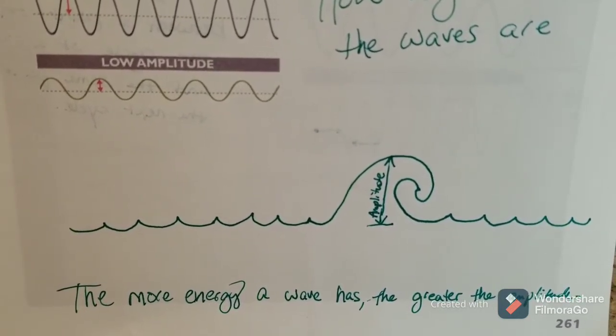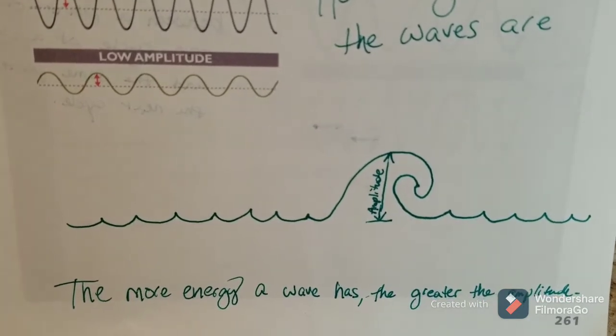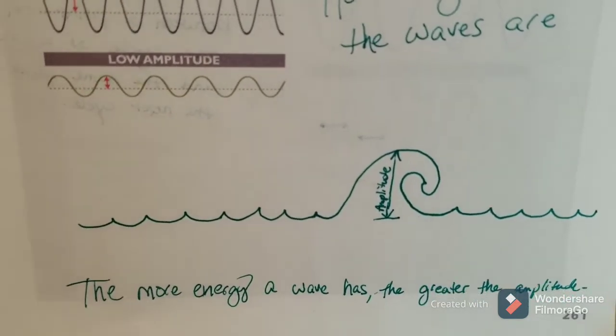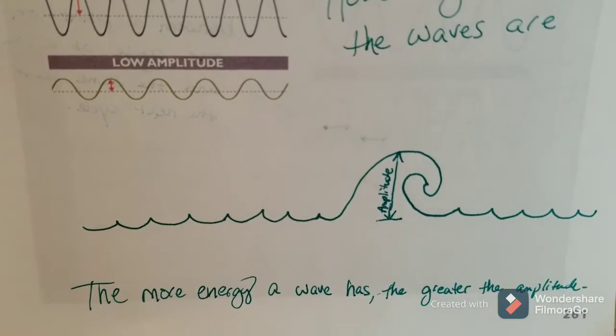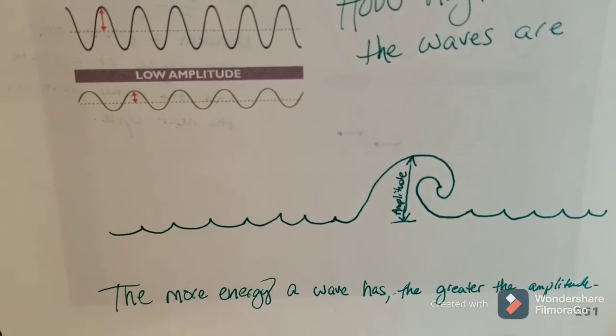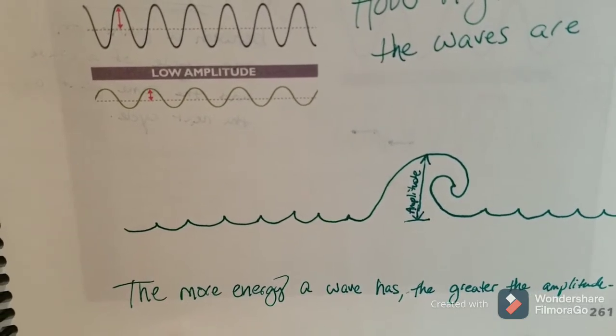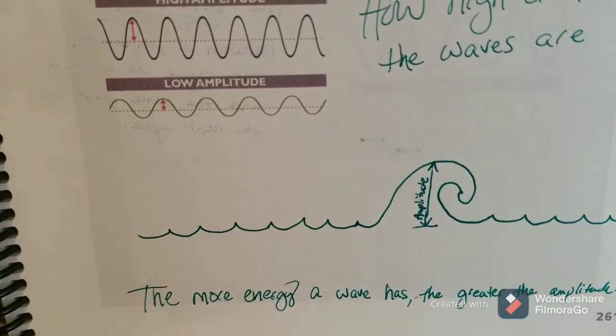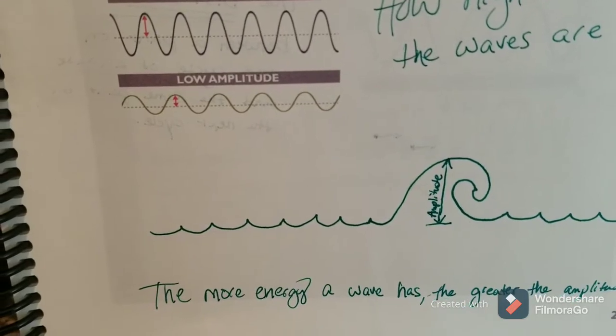I'm trying to talk about water again, but the more energy a wave has, the greater the amplitude. So what this was saying was that if your brother gets in the pool and makes a big, what's it called? Bomb. What's it called? It's a bomb. I'm losing my words.